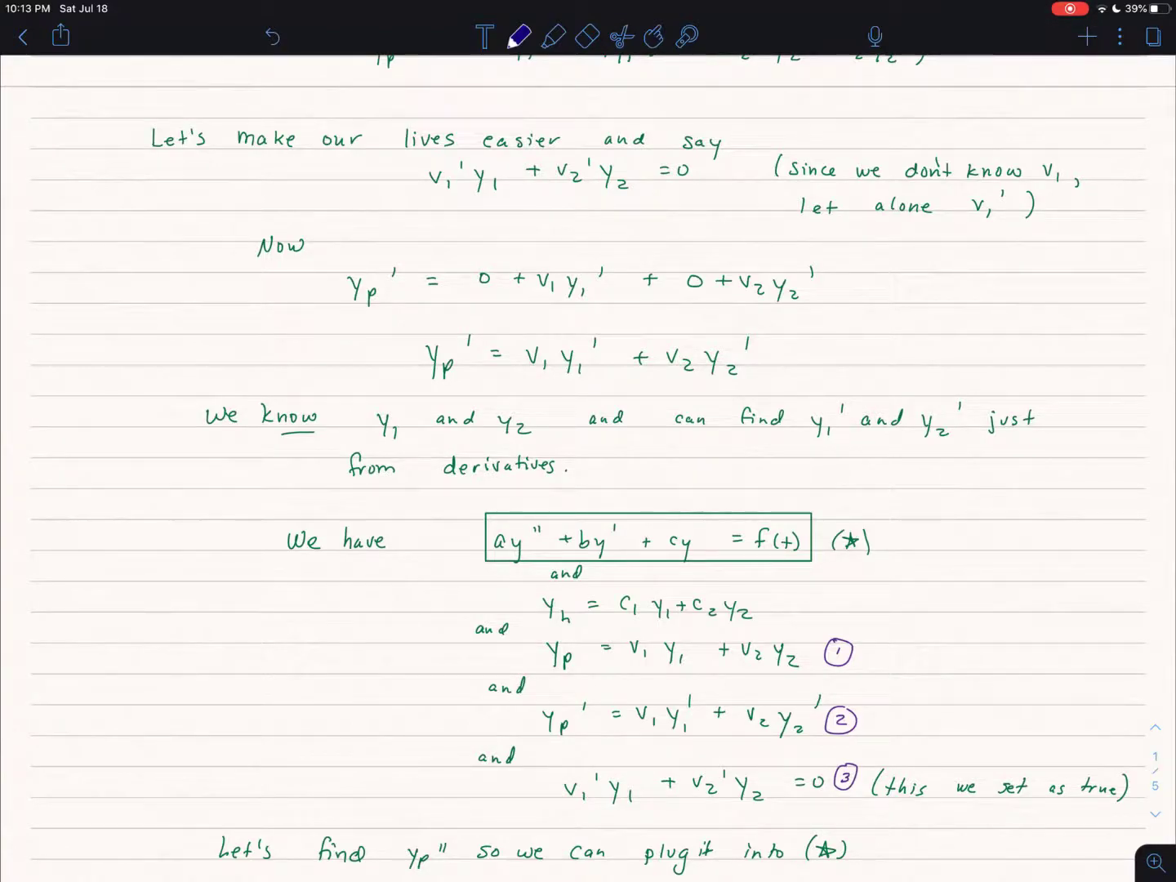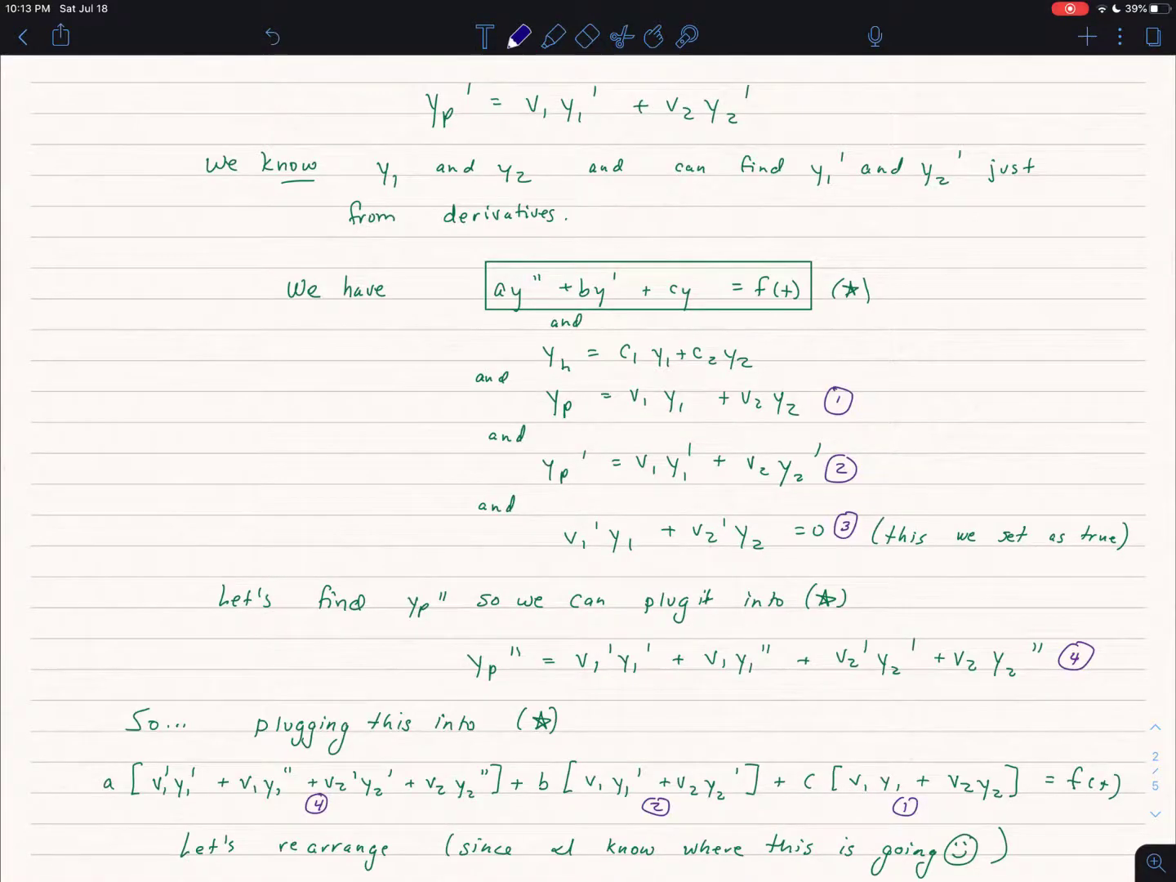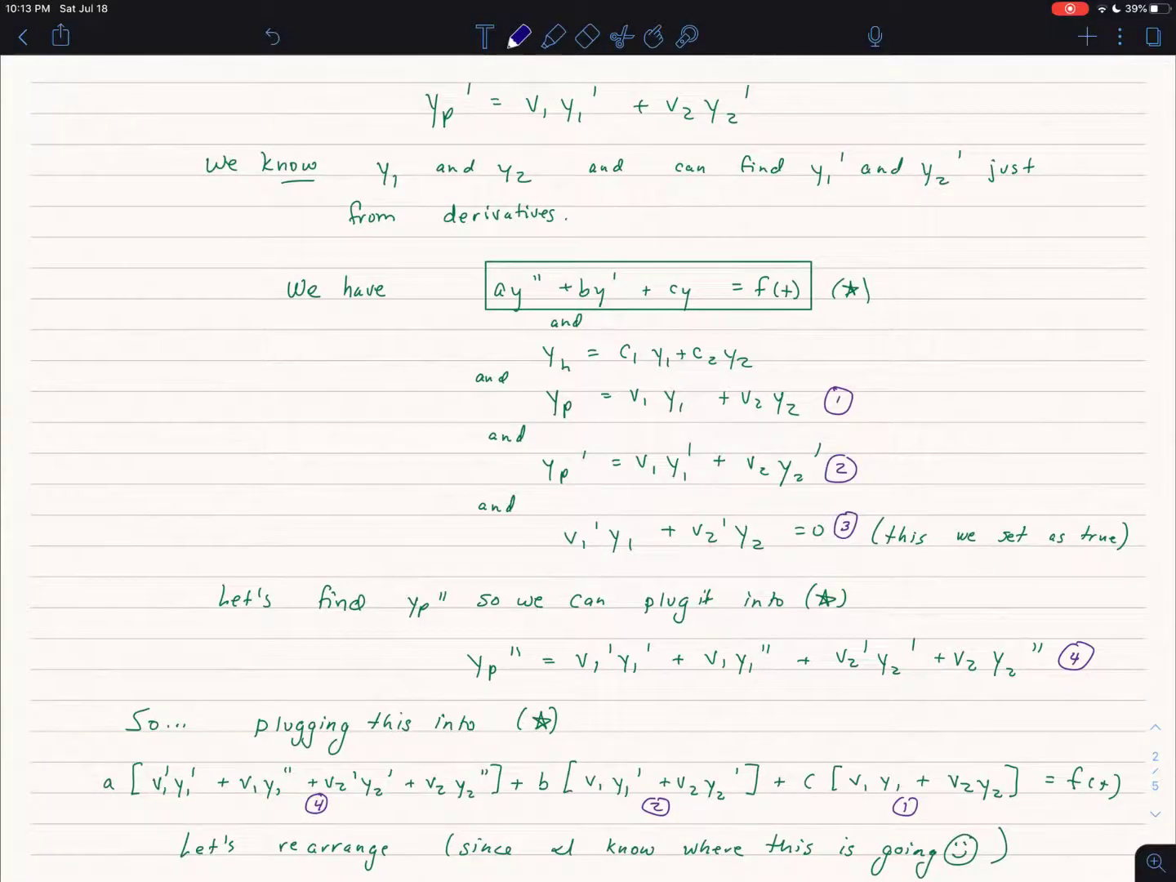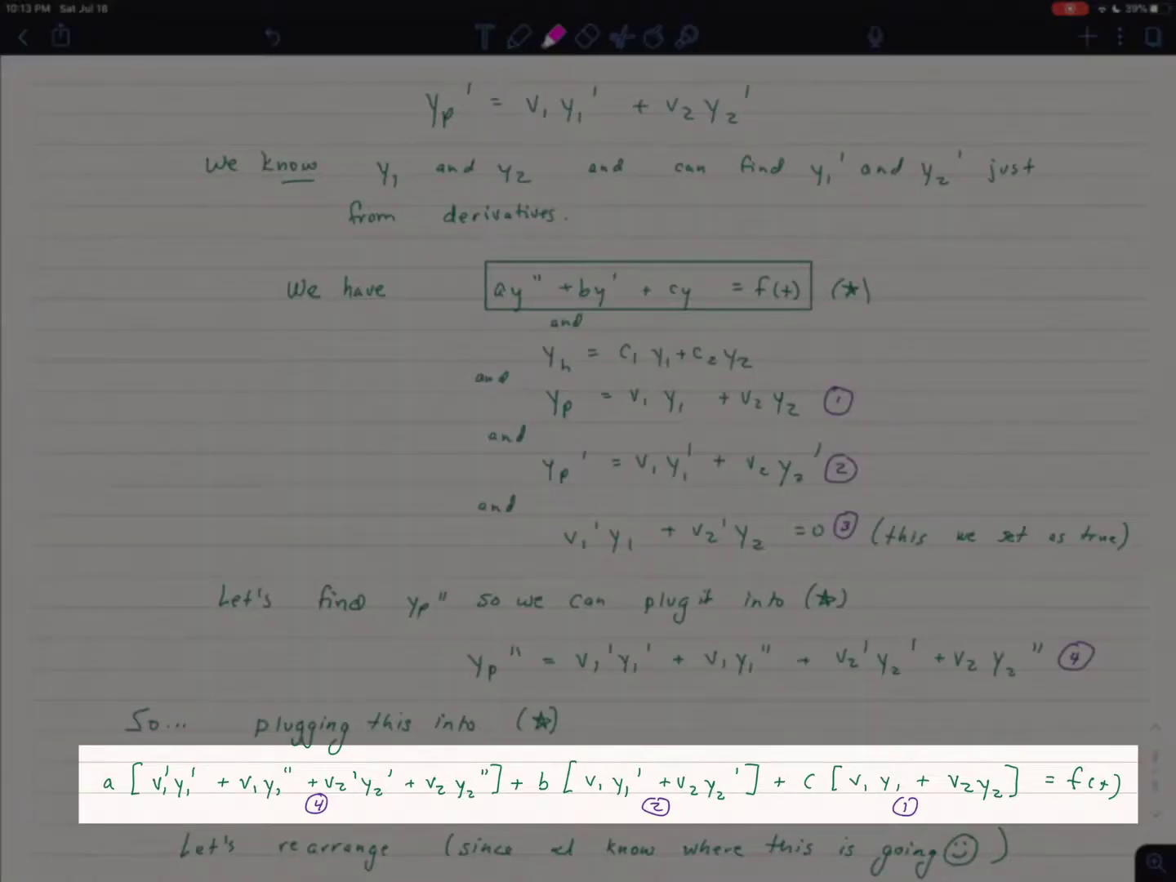So if I want to go ahead and plug that yp into my original equation, I'm going to have to find yp double prime. So let's do that. That's pretty straightforward. Again, we're going to use the chain rule. And I'm going to plug this into the star equation, that is, this equation right here. So when I do that, I'm going to use equation 4, equation 2, and equation 1. And then I have my entire original differential equation, the thing that's marked by the star.